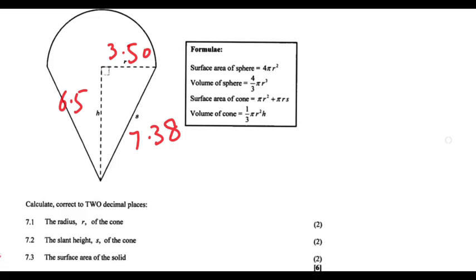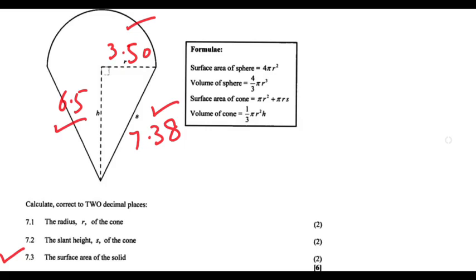Now this is the last question, 7.3. We need to find the surface area of the solid. So this is the radius, this is the perpendicular height, this is the slant height. Now the solid is made of a cone and a hemisphere. So the total surface area is the curved surface area of the cone plus the curved surface area of the hemisphere.